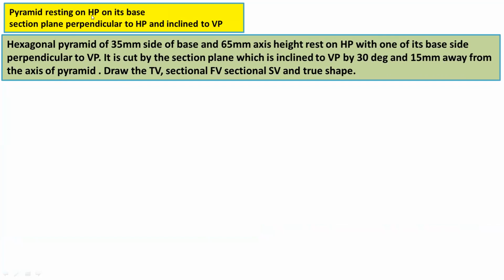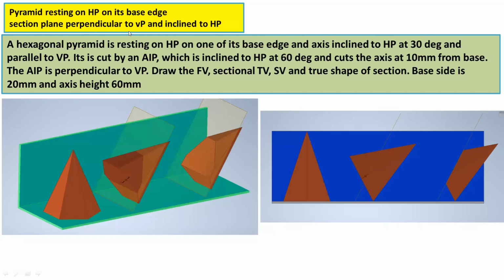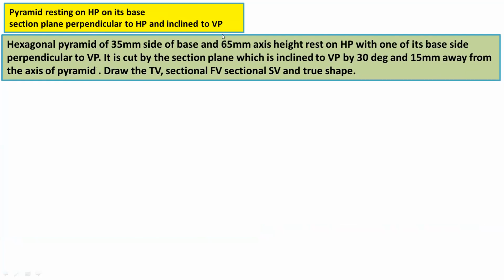Here the pyramid is resting on the HP on its base. The section plane is perpendicular to HP and inclined to VP. Okay, so in the previous case, you can observe the section plane was perpendicular to VP and inclined to HP. So we have changed the position of the section plane in the second problem, and the pyramid is resting completely on the HP. So the problem statement is: hexagonal pyramid of 35 mm base side and 65 mm axis height.